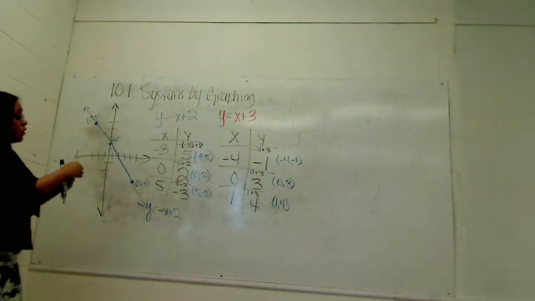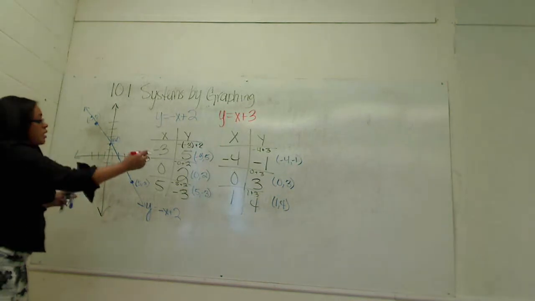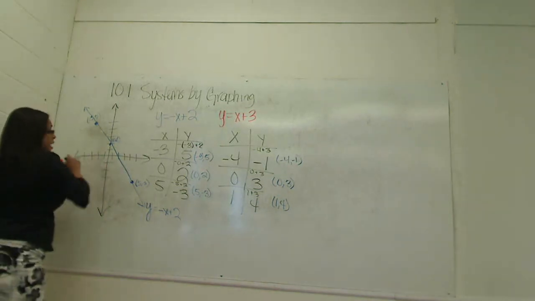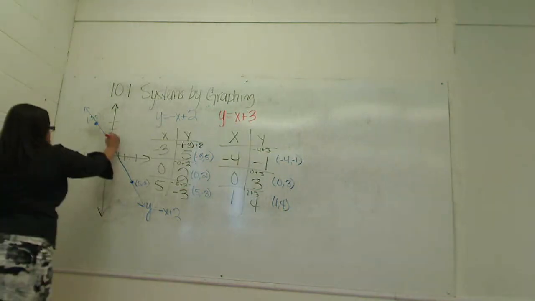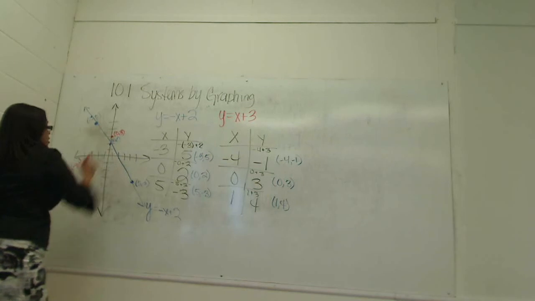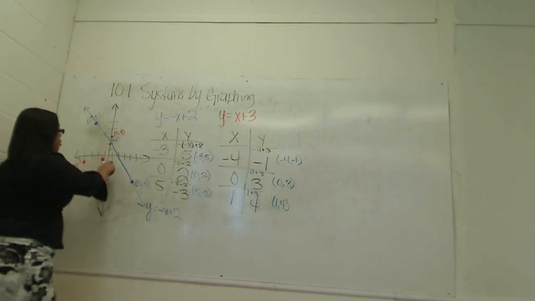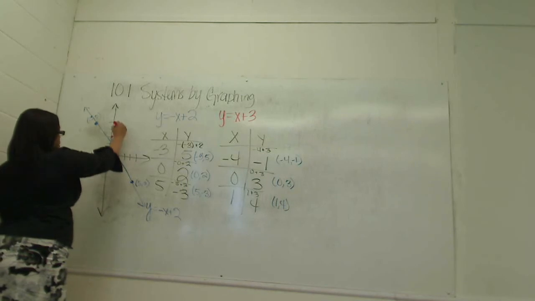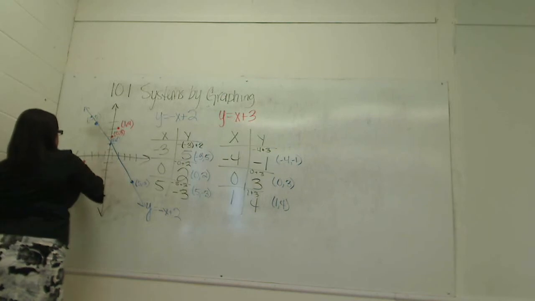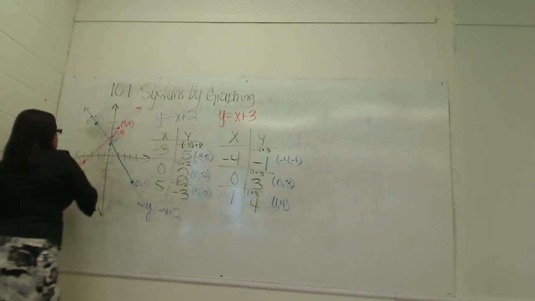Next equation: y equals x plus 3. (-4, -1). That's here. Like that. (0, 3) is the next point. (0, 3) is here. This one is at (1, 4). And you connect these little lines. Alright, connect those little lines.